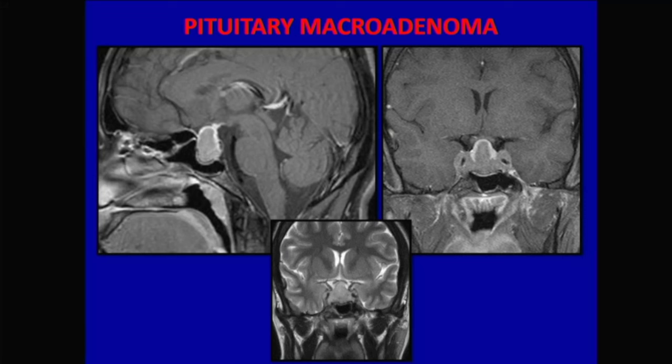Another example of pituitary macroadenoma, you see this typical configuration of the tumor with the suprasellar and bilateral parasellar components, which are involving the bilateral cavernous sinuses. But again, the ICA flow voids are encased but still well maintained.